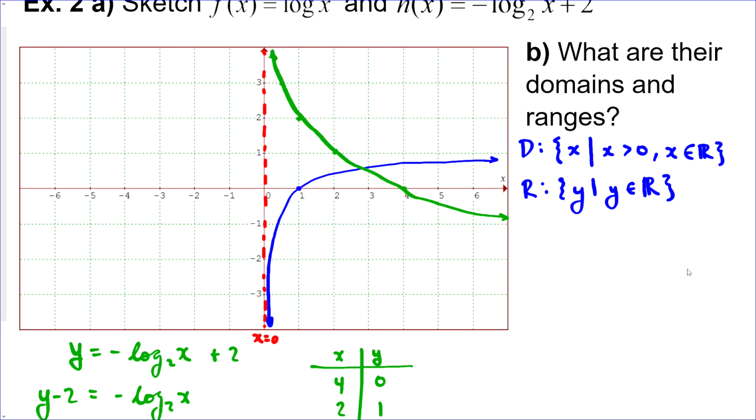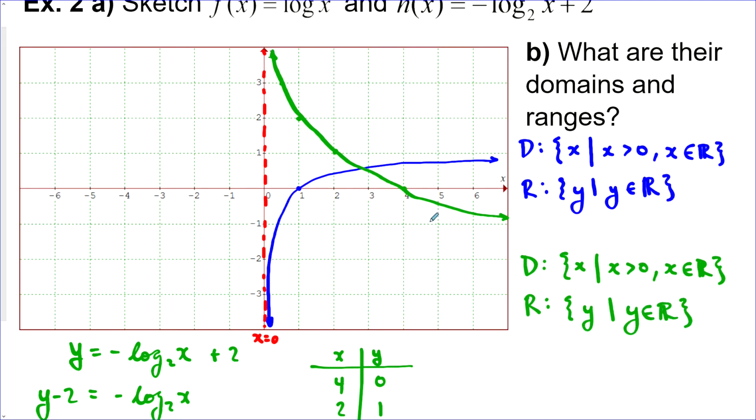Let's do the domain and range for h of x in green. So it looks like x is also any real number greater than 0. And the range is, what do you know, any real number.